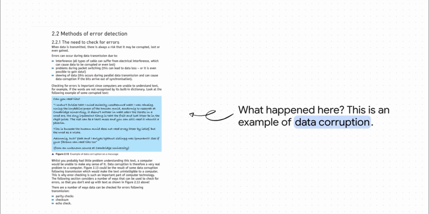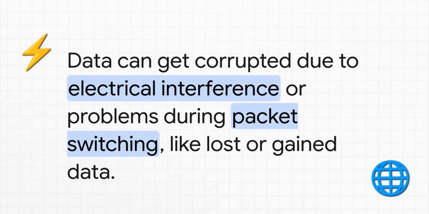Okay, let's just dive right in. Take a look at the text on your screen. Now, you can probably make out what this is supposed to say, right? Our brains are just incredible at filling in the blanks. But a computer? No way. It would be totally lost. This right here is a perfect example of data corruption, and it's a huge, huge problem for any kind of digital communication.